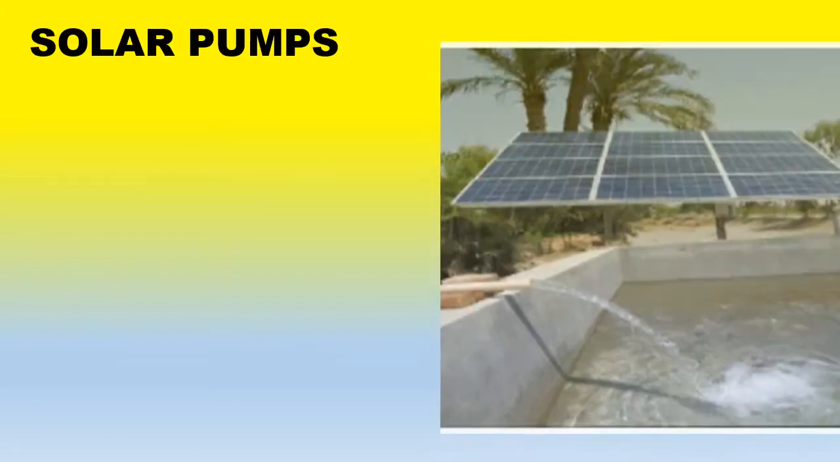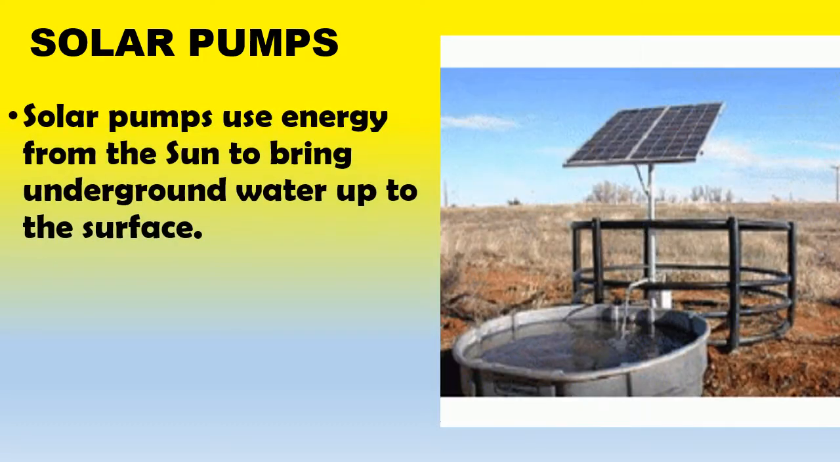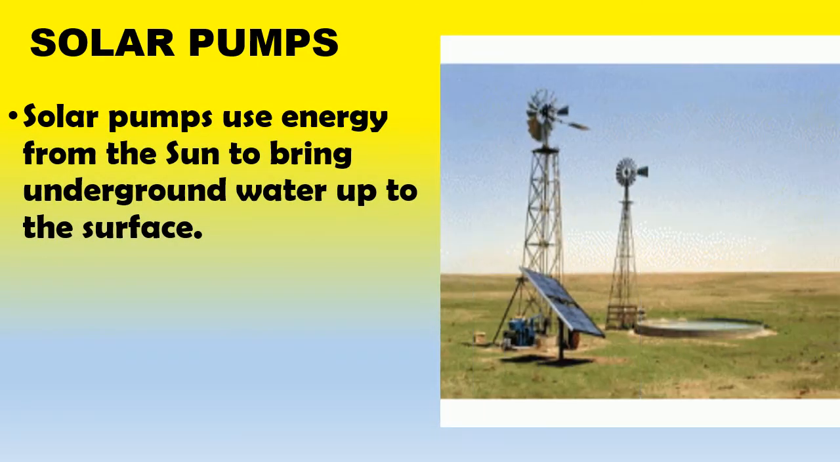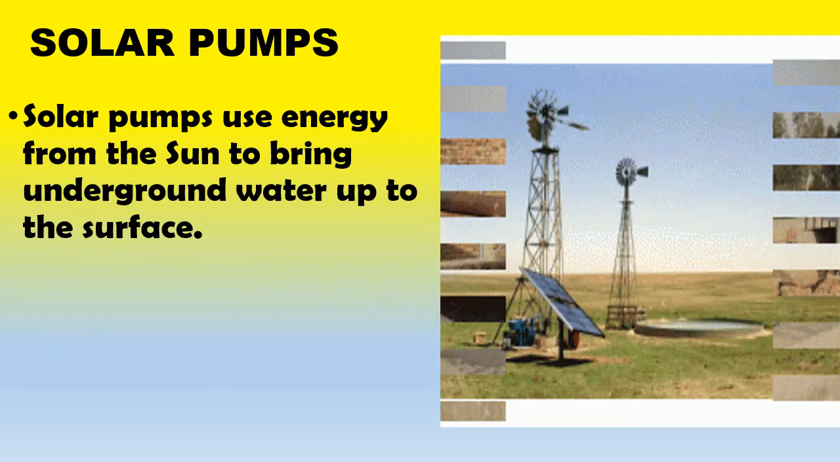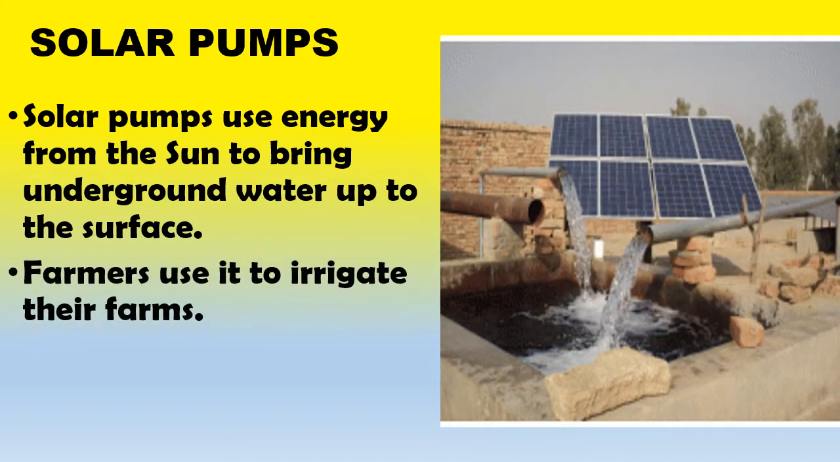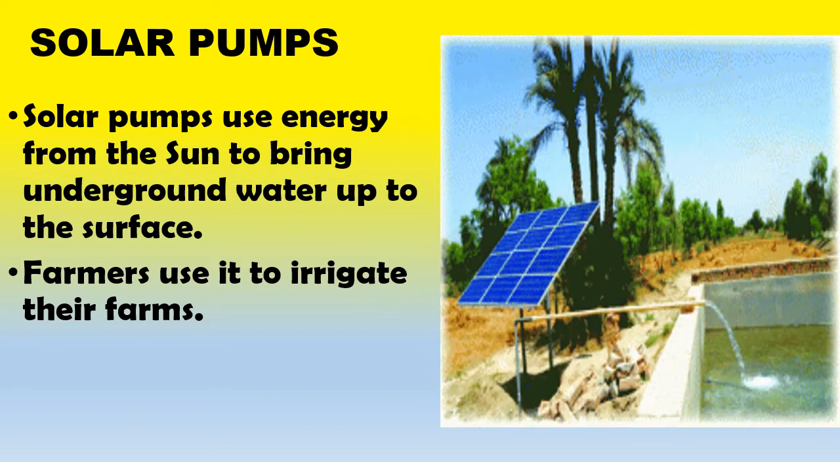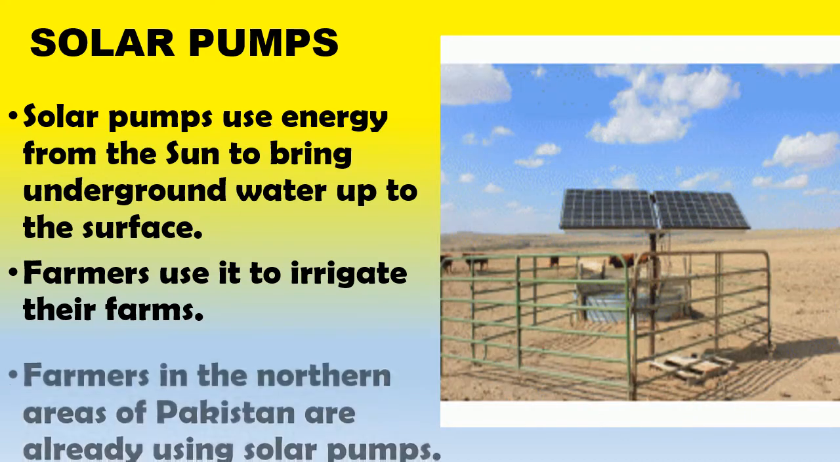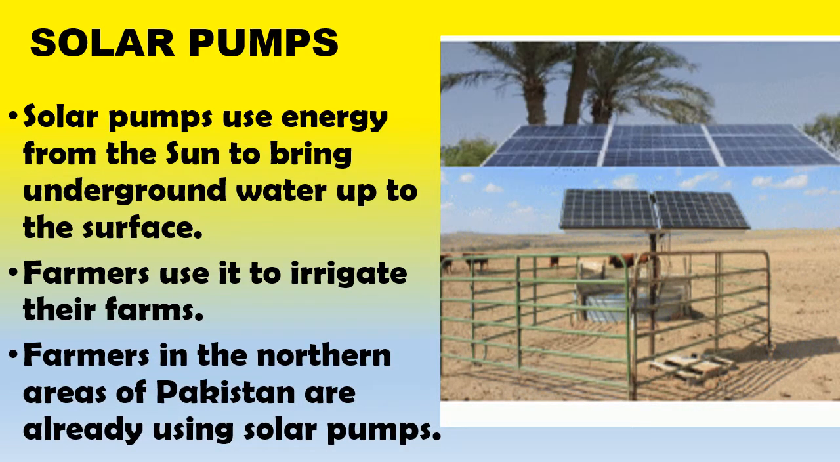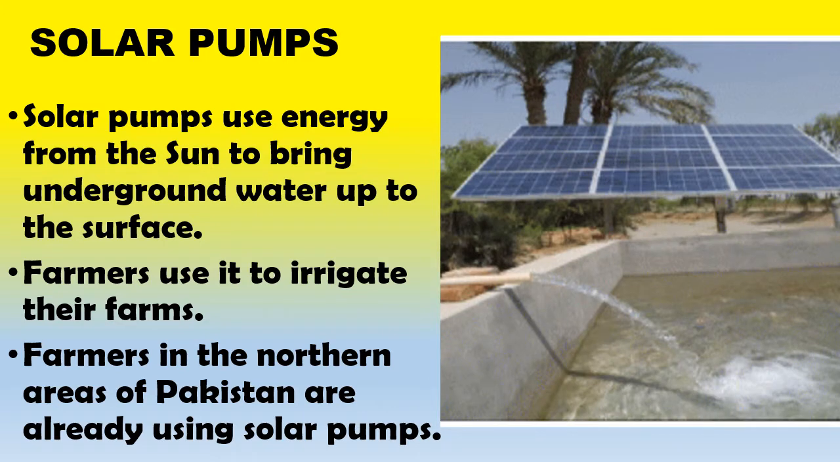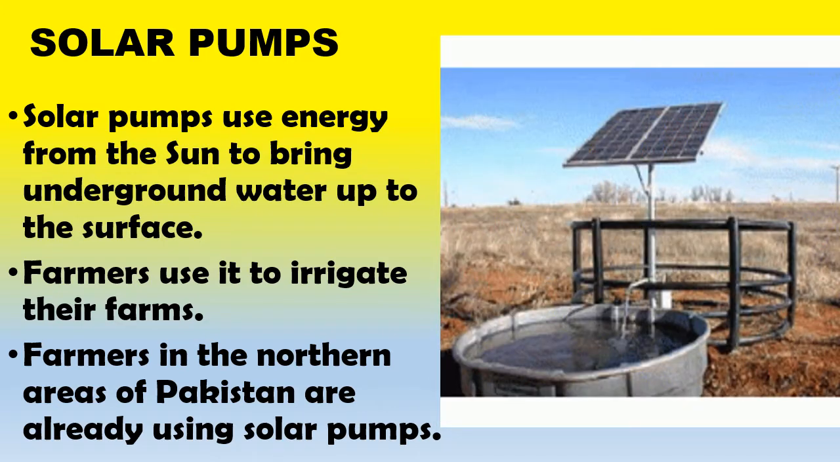Now the solar pumps. Solar pumps use energy from the sun to bring underground water up to the surface. Farmers use it to irrigate their farms, though it is a very expensive method. Farmers in the northern areas of Pakistan are already using solar pumps.